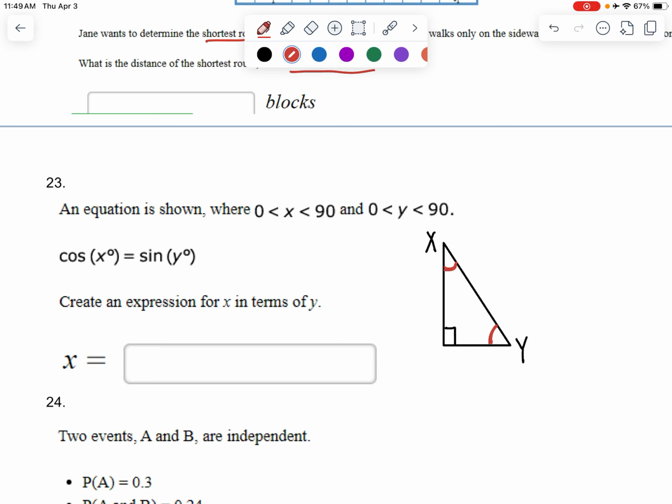the angle measures. Well, all three of the angles, 90 plus the x plus the y, are going to equal 180. So from there, go ahead and solve to get an x equals equation, which you'll plug in down there. Okay, so pause the video again and go ahead and solve for x.